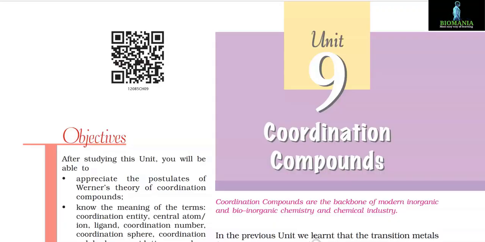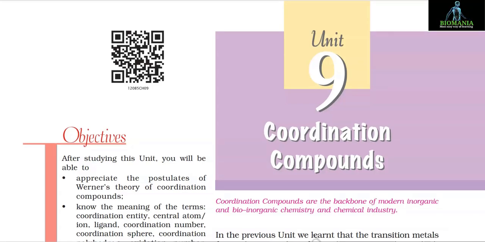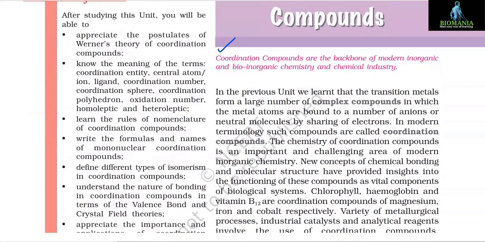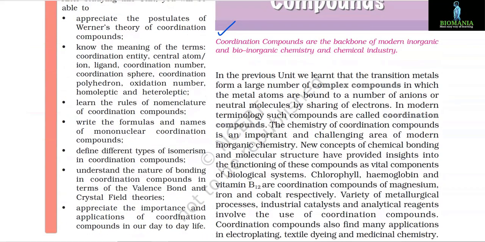Unit 9: Coordination Compounds. Coordination compounds are the backbone of modern inorganic and bioinorganic chemistry and chemical industry. In the previous unit, we learned that the transition metals form a large number of complex compounds in which the metal atoms are bound to a number of anions or neutral molecules by sharing of electrons. In modern terminology, such compounds are called coordination compounds.